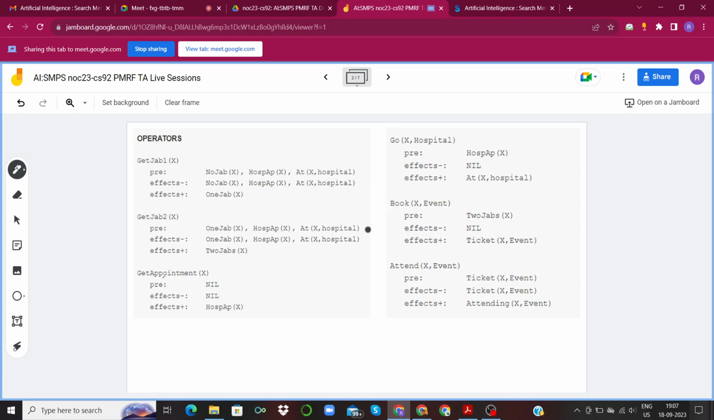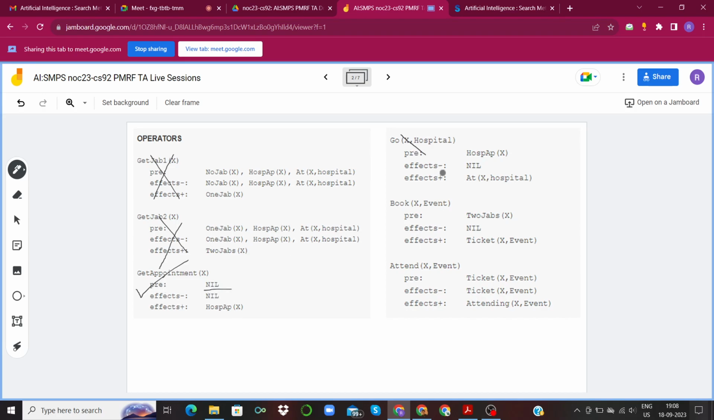Okay, so let's go through each of these operators one by one. For get jab 1, the preconditions are that we must have no jab Amol, hospital appointment Amol, and at Amol, hospital, none of which are given to us. So we cannot apply get jab 1. Similarly, we cannot apply get jab 2 because 1 jab Amol and hospital appointment Amol and at Amol, hospital is not given to us. Now, get appointment Amol is something that we can apply because it does not have any preconditions, right? So this is something we could apply.